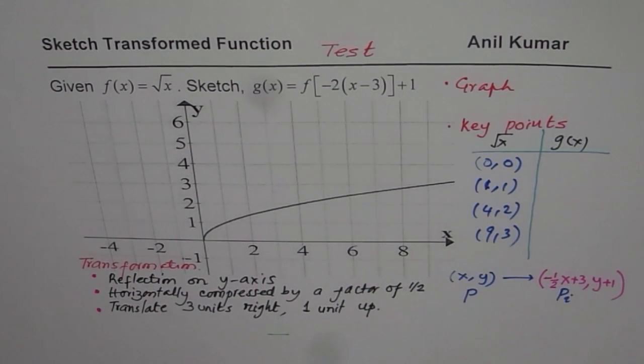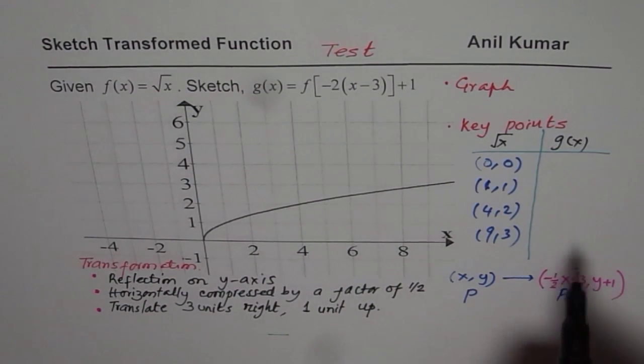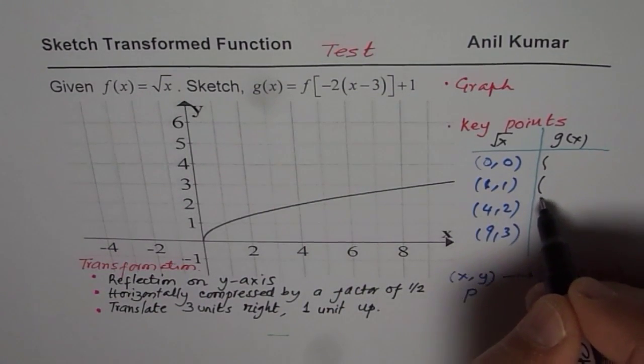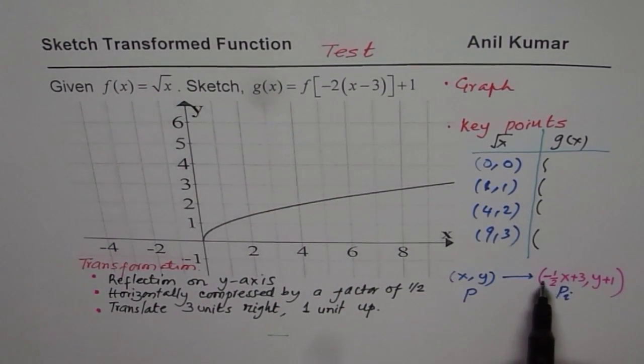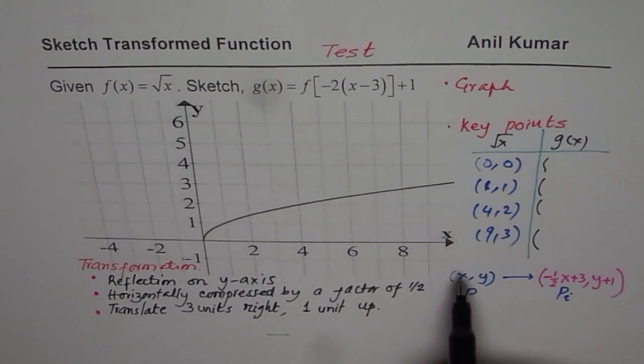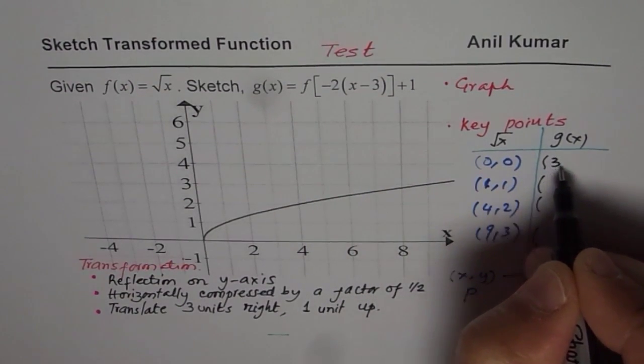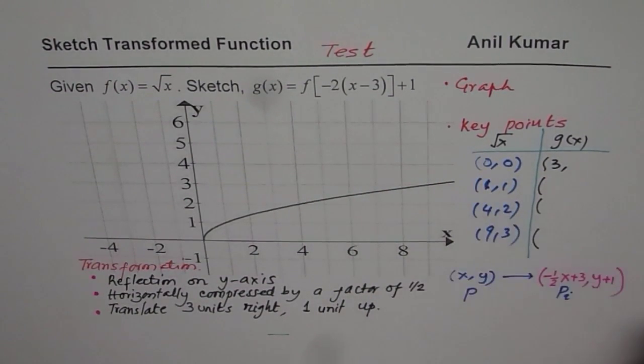Now, let us do our calculation and write down the transformed points. I'll write down the x values first and then the y values. For the x values, we have to do minus half of the original x value and then add 3. So half plus 3 will give me 3 here.